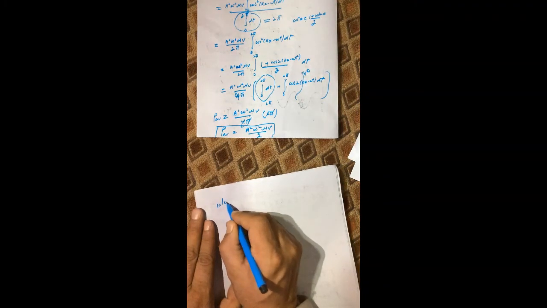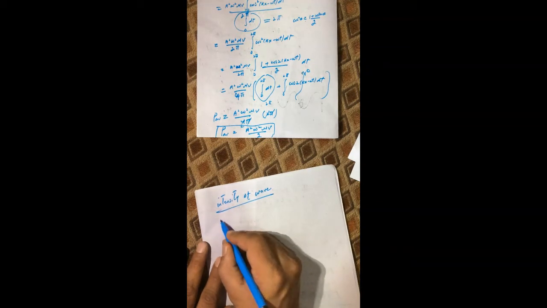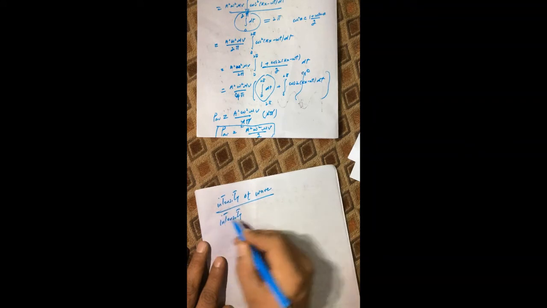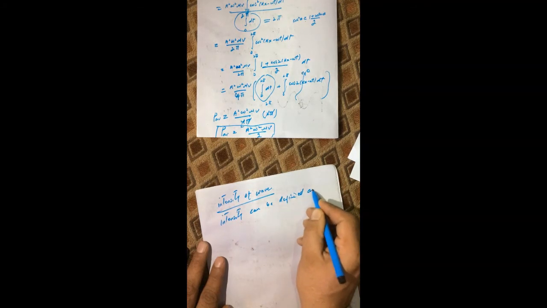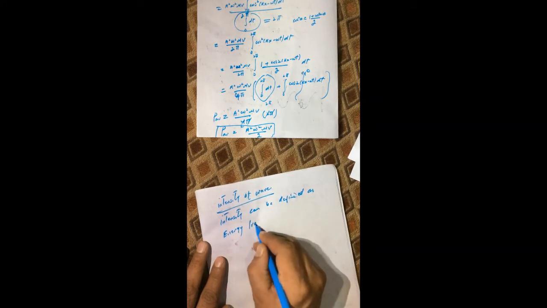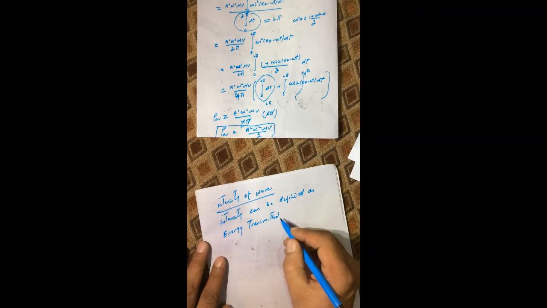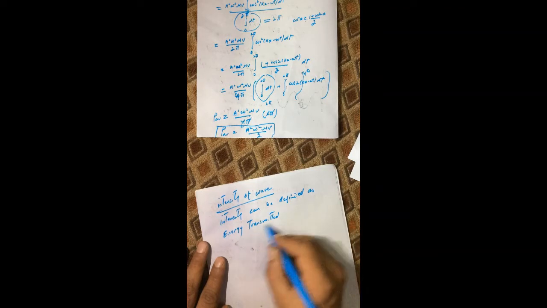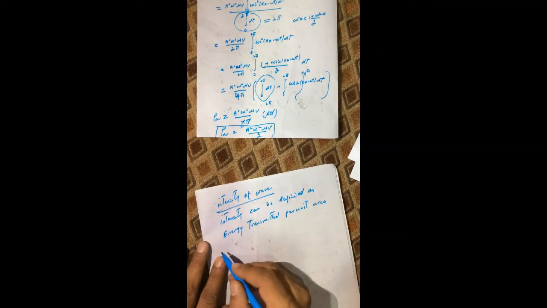And we know that it is the intensity of the wave. Intensity can be defined as energy transmitted per unit area and per unit time.